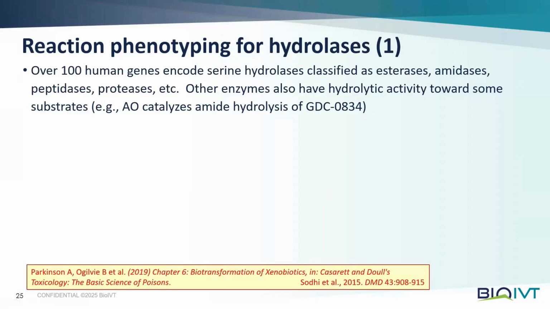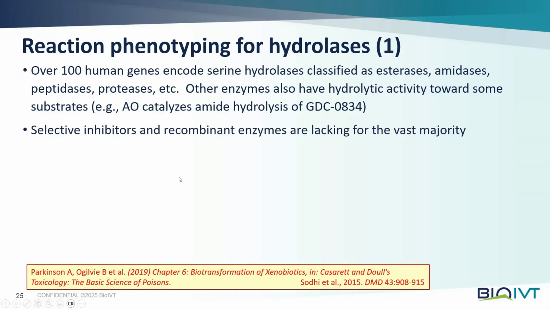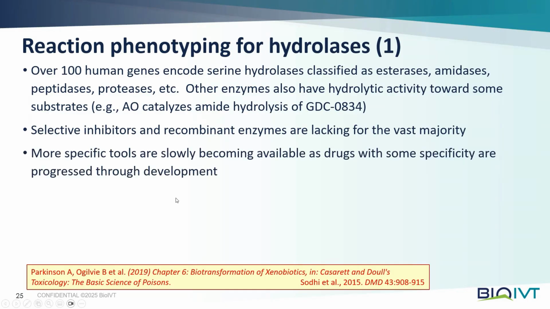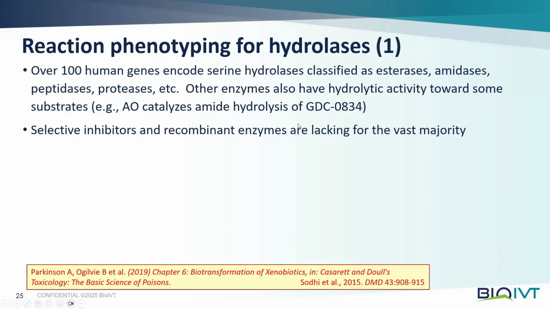So moving on to reaction phenotyping for hydrolases, if you look in the human genome, there are over 100 genes that encode serine hydrolases that can be classified as either esterases, amidases, peptidases, proteases, and so on. Other enzymes may have hydrolytic activity towards some substrates. So there's at least one case where aldehyde oxidase was actually catalyzing an amide hydrolysis. And that's actually a very interesting paper. It was kind of a mystery.